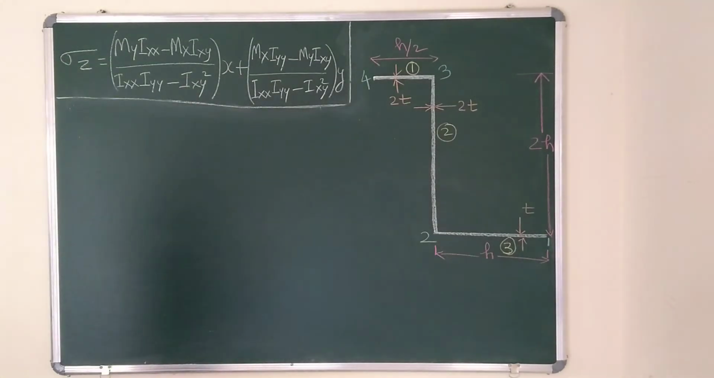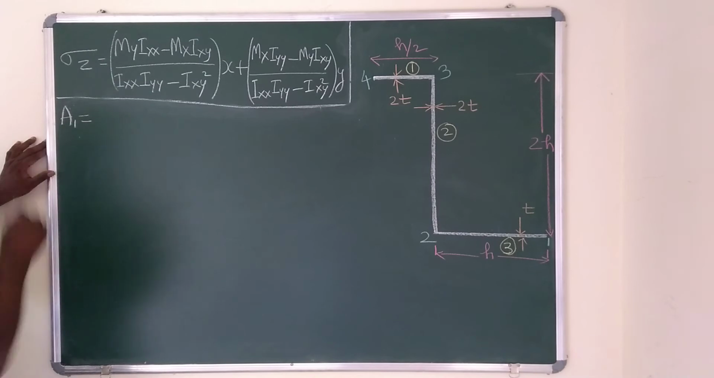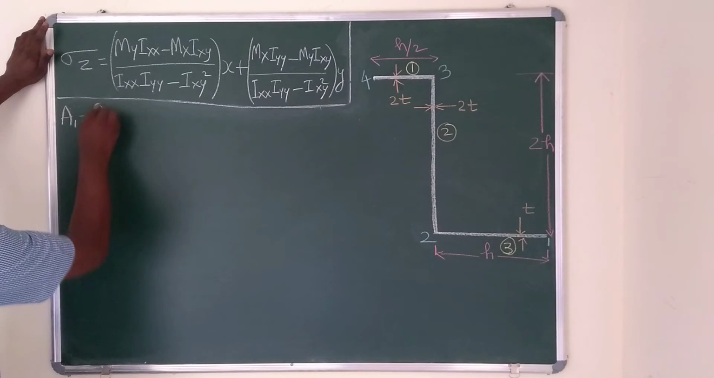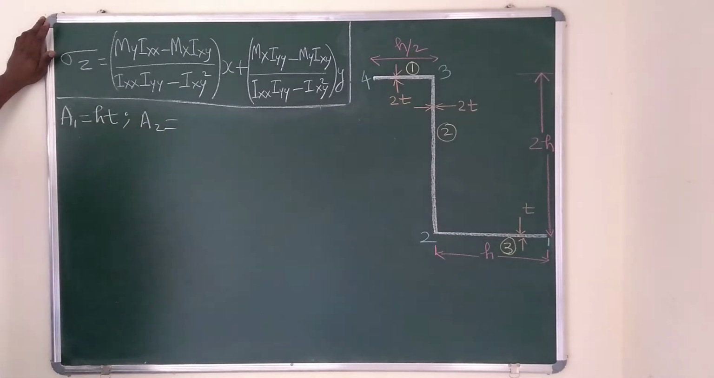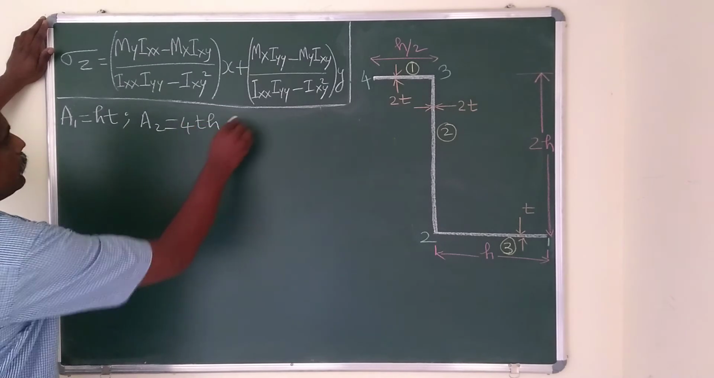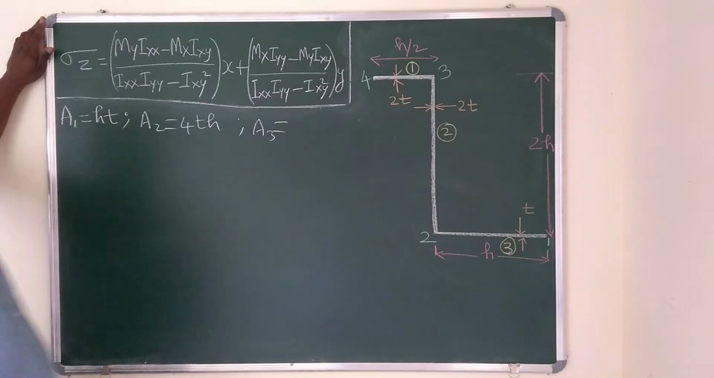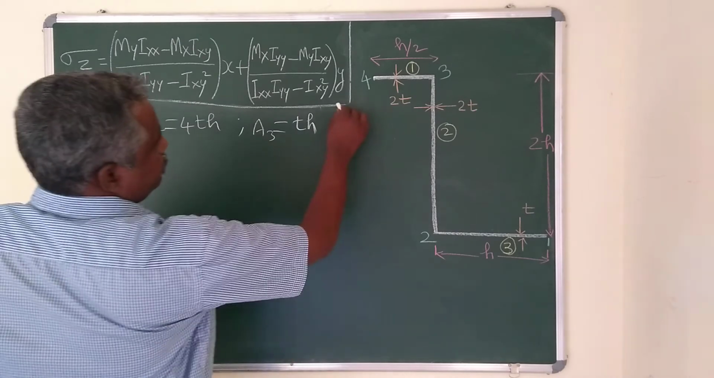Now let us calculate the area for these three sections. A1, the area of section 1, is h by 2 into 2t, which is nothing but ht. A2, the vertical one for the web, is 2h into 2t, which is nothing but 4ht. And A3, the area of section 3, is h into t, or th.